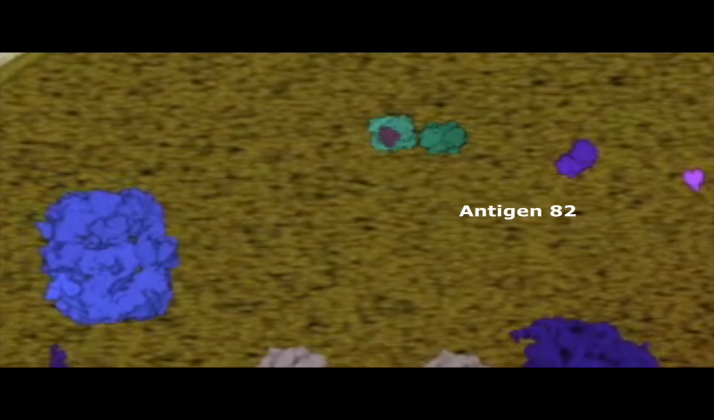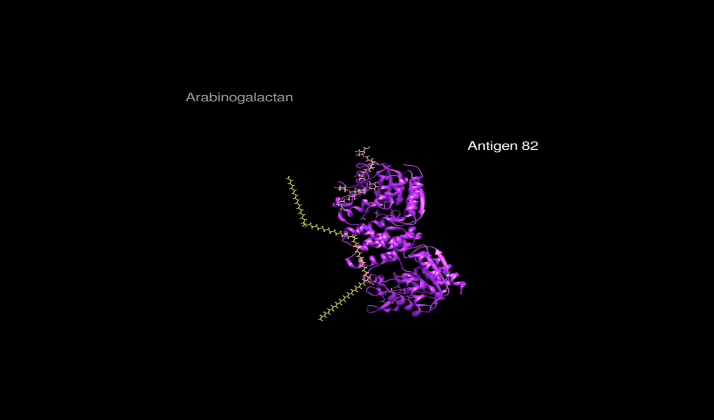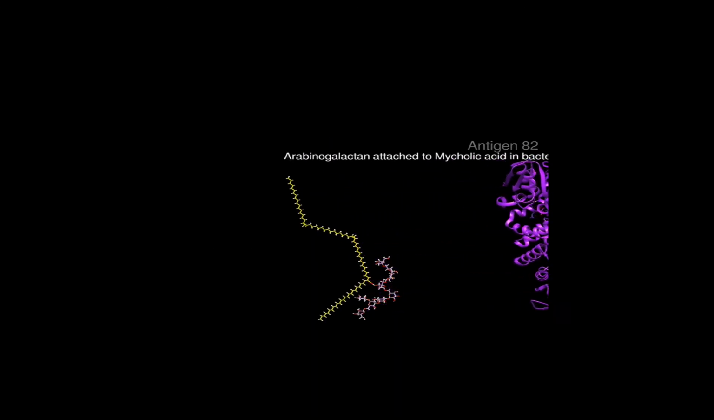These mycolates are then transported to either the cell envelope or for attachment to the arabinogalactan present in the cell wall structure. The latter is done by the antigen 85 complex.